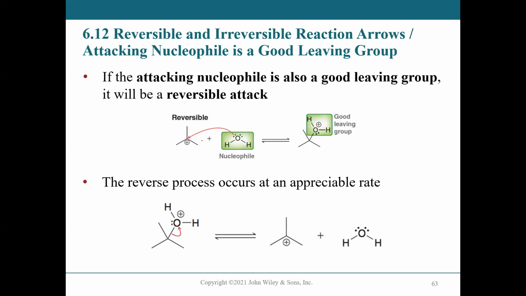So here, water attacks this tertiary carbocation, but yet water is a good leaving group because water exists on its own, and we know that because that's how life is on the planet Earth. So it is a good leaving group. It says the reverse process occurs at an appreciable rate. And remember, rates are measured. You can't just say, oh, it's going to happen. You have to actually measure it.